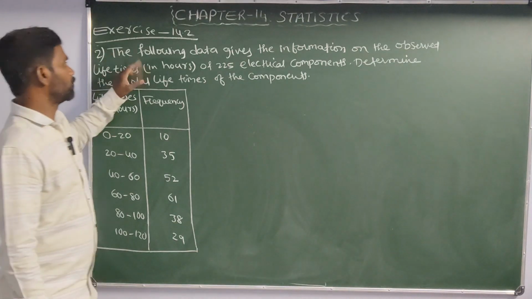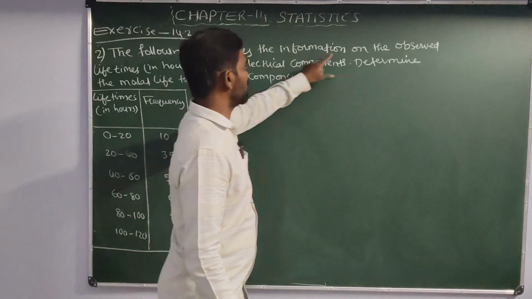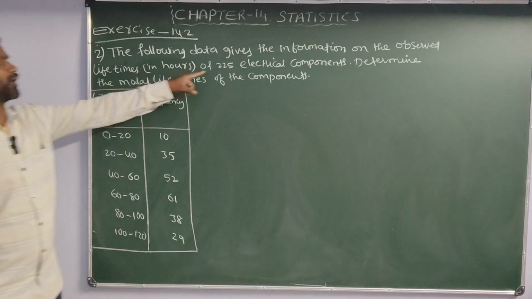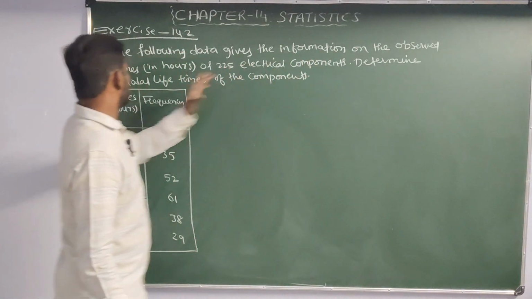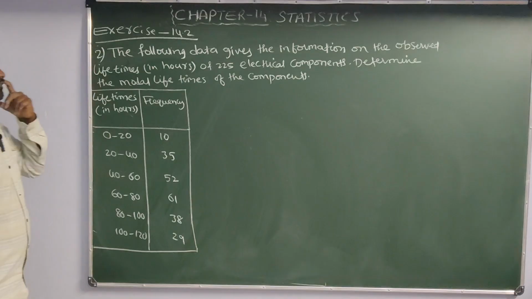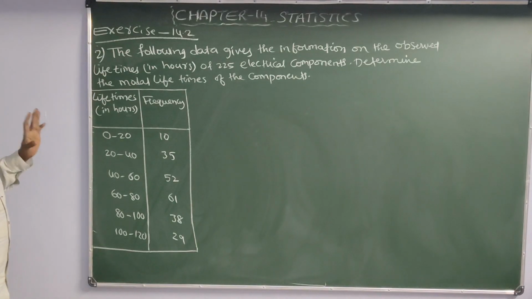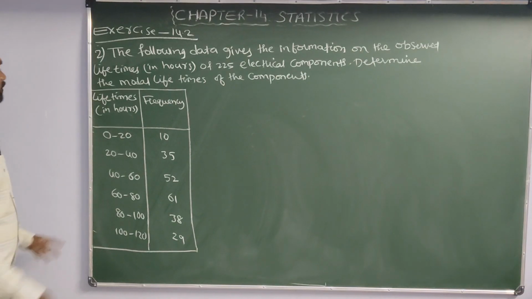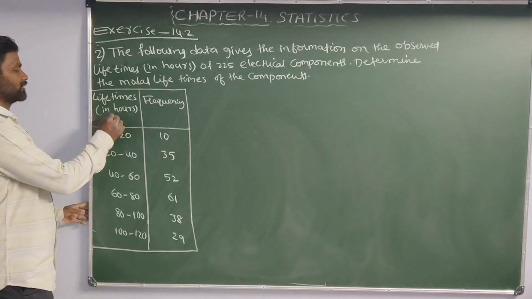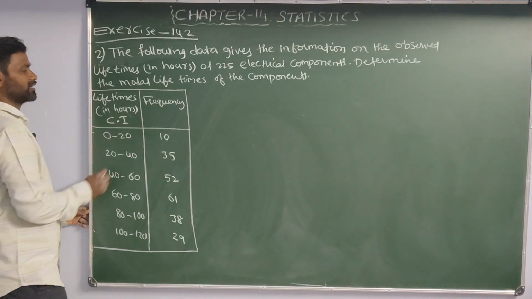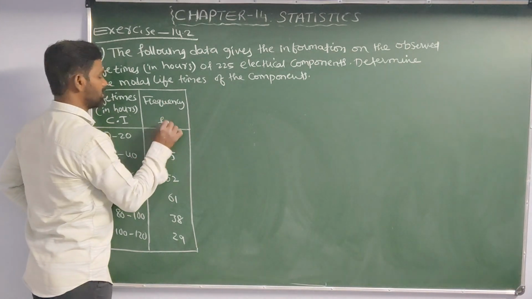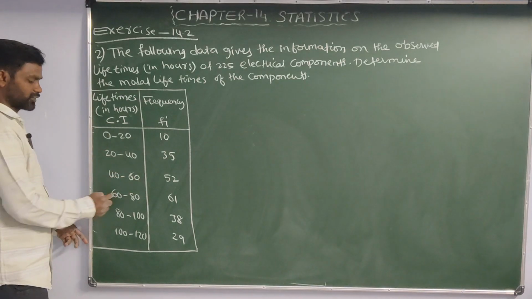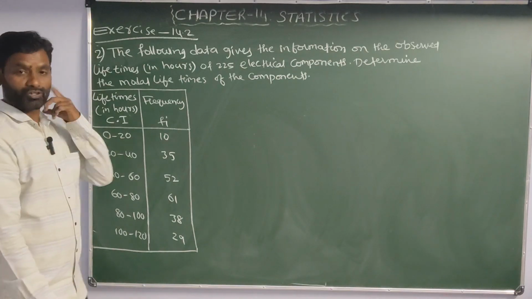Right, exercise 14.2, second question. The following data gives the information on the observed lifetimes in hours of 225 electrical components. Determine the modal lifetimes of the component. We have to find the mode of the component, right? So here they have given the lifetimes in hours, that is called CI. Class intervals are given and frequencies fi are given, right? So 0 to 20, 20 to 40, 40 to 60, 60 to 80, 80 to 100, 100 to 120.